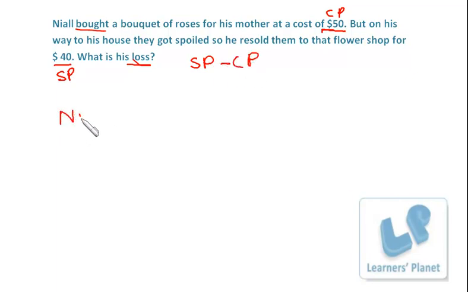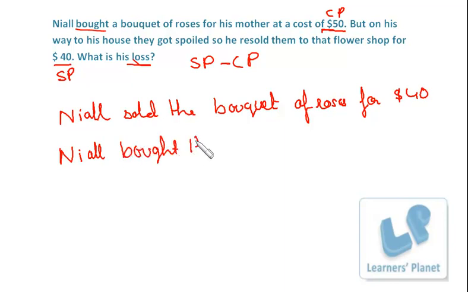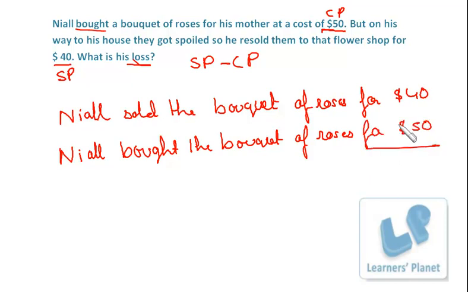So Niall sold the bouquet of roses for $40 and Niall bought the bouquet of roses for $50. Now again subtraction, so that's minus $10.